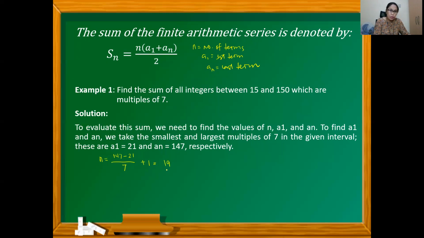So we have 19. We know that n is 19, a sub 1 equals 21, and a sub n equals 147. So we can solve for the sum of the 19 integers. We have 19 times the quantity 21 plus 147, all over 2. So this is equal to 1,596. Okay.